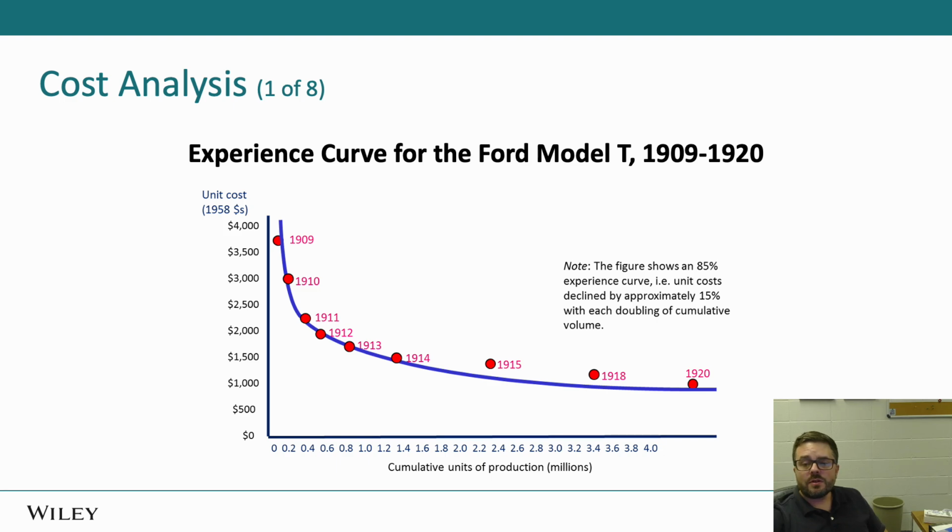This is the experience curve for the Ford Model T between 1909 and 1920. If you look at the bottom here, these are millions of units. As they increase the number of units, their cost of production goes down dramatically from roughly, let's say, $3,700 for the first few units, until by 1920 it's less than half the cost. It's less than $1,500 per unit.